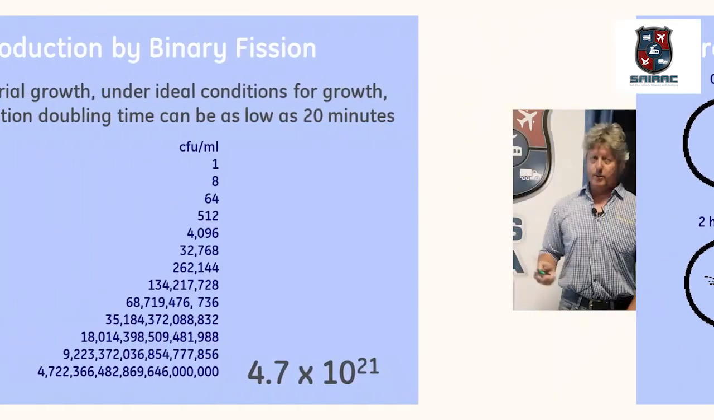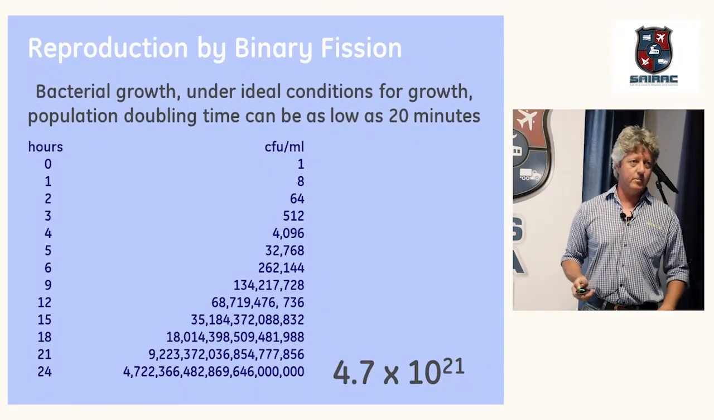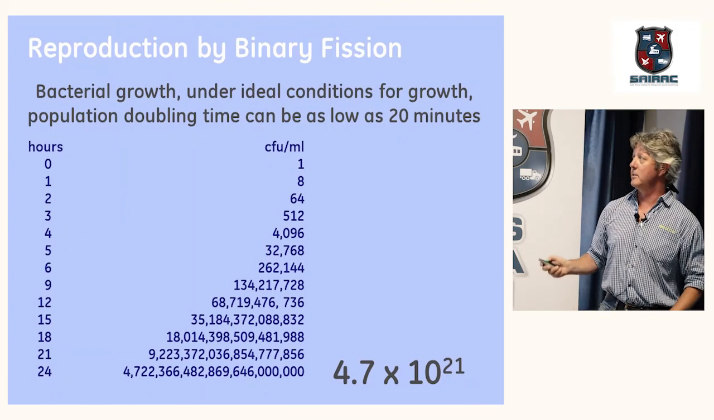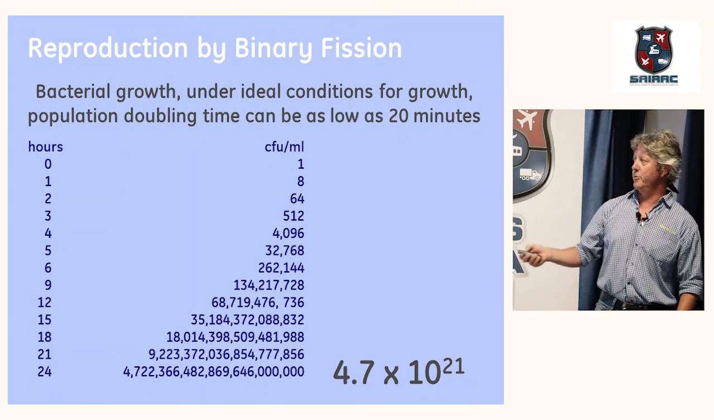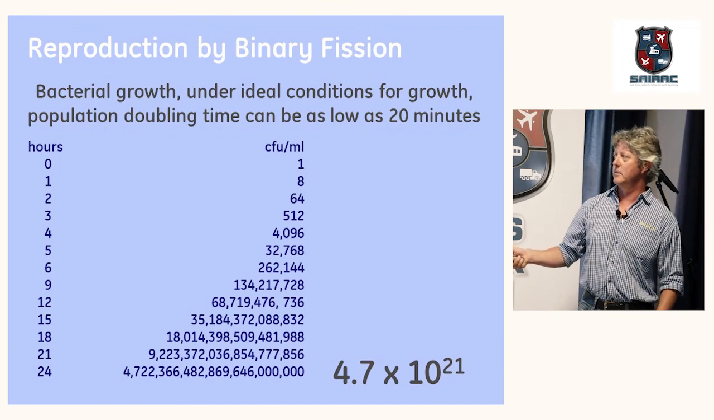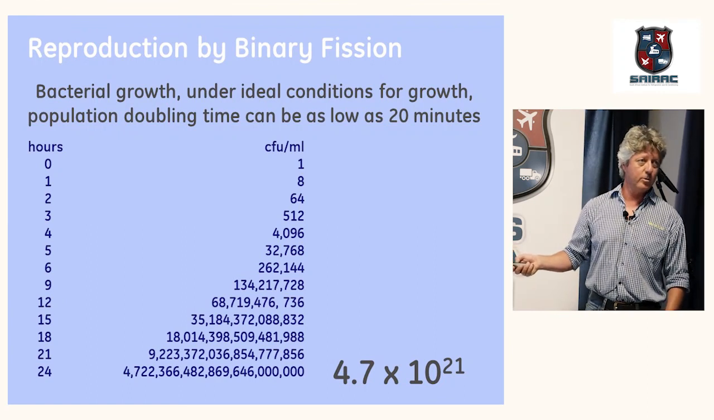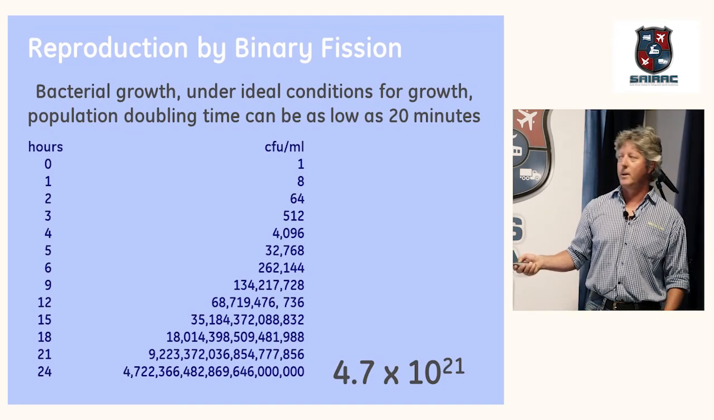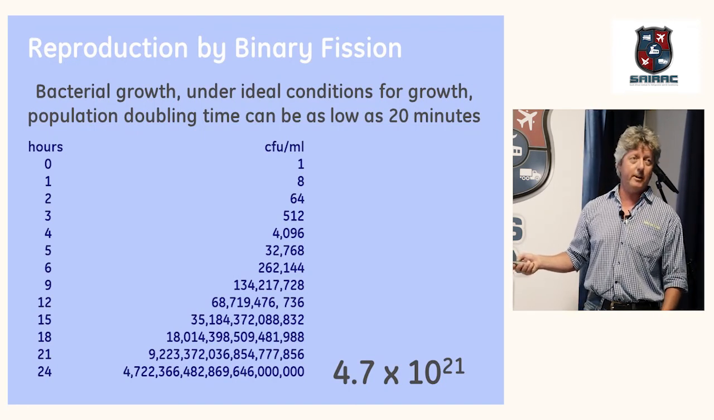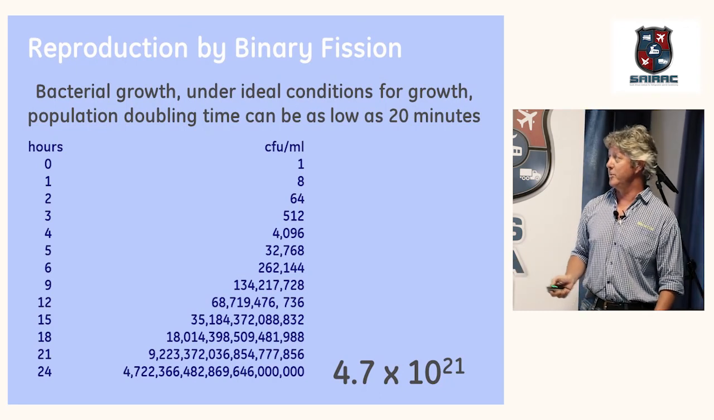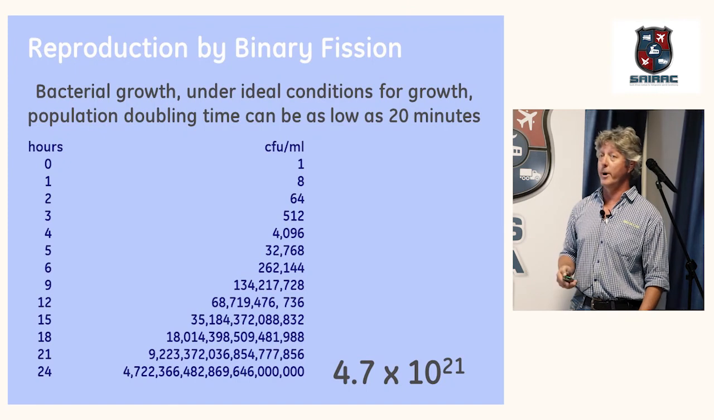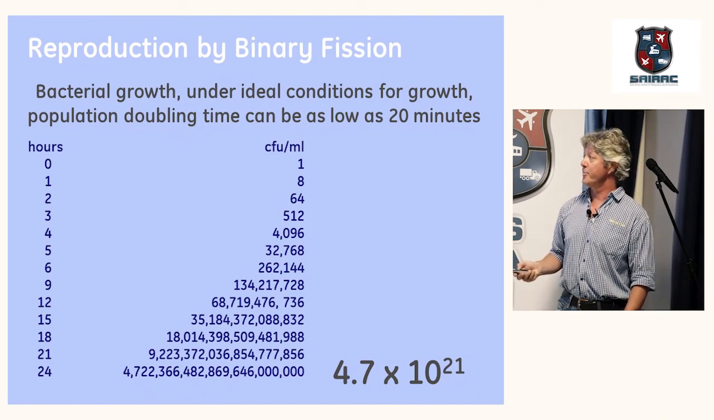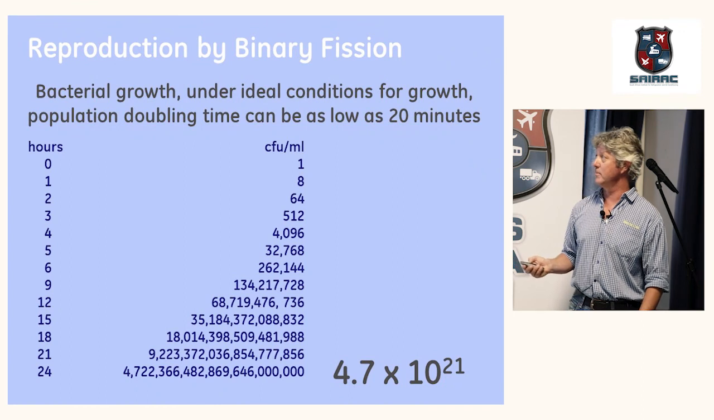The time for bacteria to double can be as low as 20 minutes. So in other words, if you have two bacteria, in 20 minutes there can be four, and in 20 minutes, there can be eight. And this is the effect of that. It means that within 24 hours, this is the amount of bacteria that could be in that sample or in that water situation. Luckily, this is absolutely under ideal conditions. Normally, it won't be as bad as this, but under the ideal conditions, it can. So just be very aware of that. Not ideal for us, ideal for the bacteria. 4.7 times 10 to the 21st.